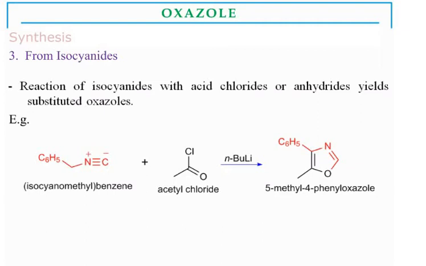Now, third method of synthesis of oxazole from isocyanides. Reaction of isocyanide with acid chloride or anhydride yields substituted oxazoles. Isocyanomethylbenzene reacts with acetyl chloride under BuLi. BuLi means N-butyl lithium, normal butyl lithium. 5-methyl-4-phenyl oxazole is obtained.